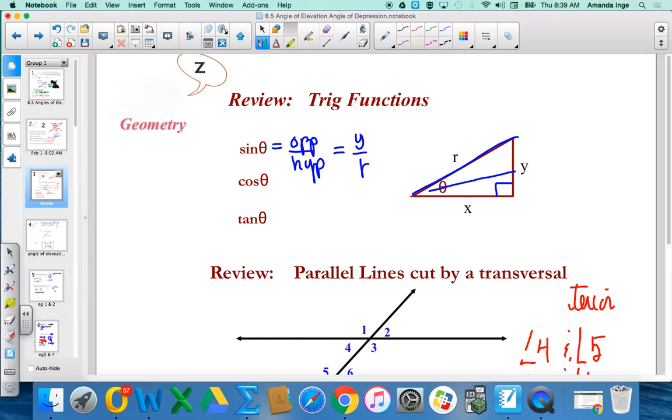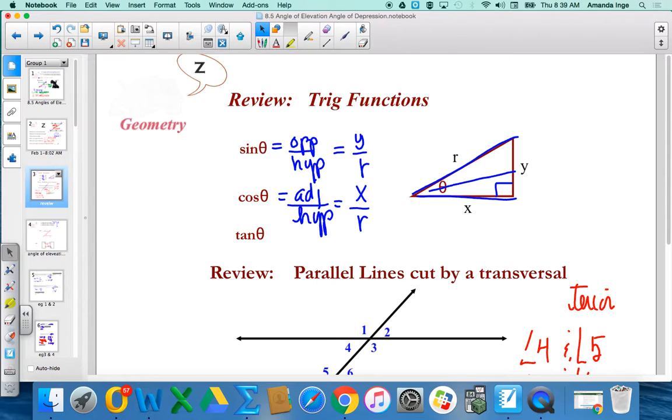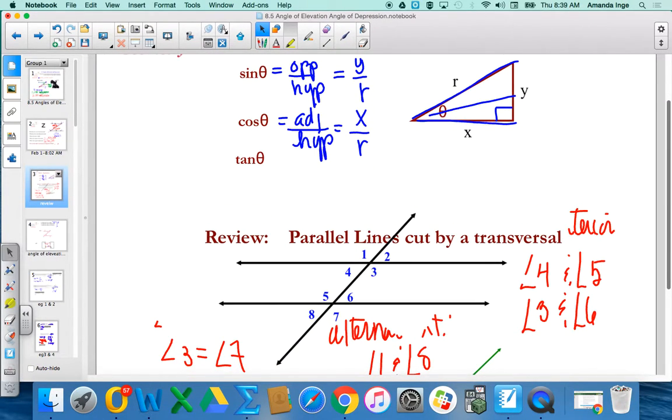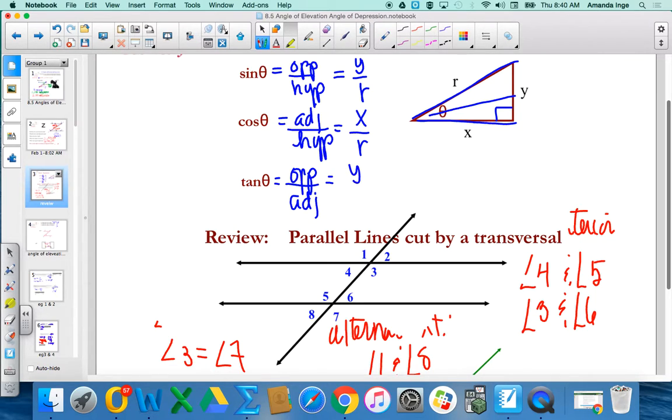The cosine of theta is equal to the adjacent over the hypotenuse. So x is adjacent over the hypotenuse, which is r. Then we have the tangent of theta, which is equal to the opposite over adjacent. So opposite is y, adjacent is x.